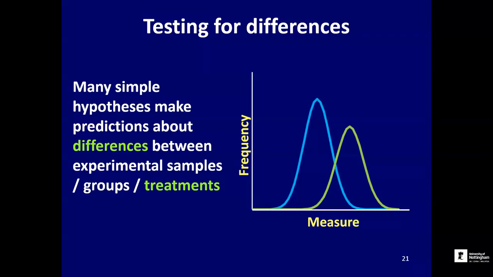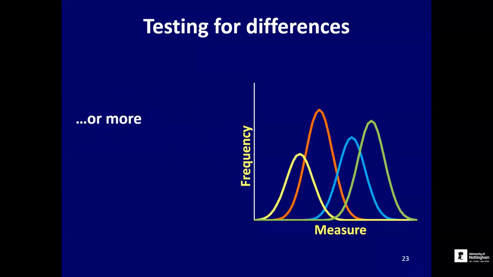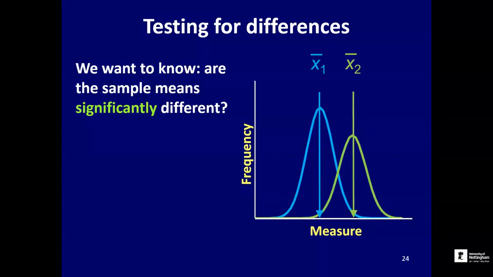Are they sufficiently different that the difference is unlikely to have arisen by chance if they are both from the same underlying population? There can be two samples in a different study, or there can be many more, and we're going to come on to look later in the course at more complicated experimental designs where we have more than two samples. But for the time being, in this lecture we're going to focus on the simplest possible situation where we just have two samples, and we want to know, are they significantly different? Do they come from the same underlying population, or are we in fact looking at two different underlying populations?